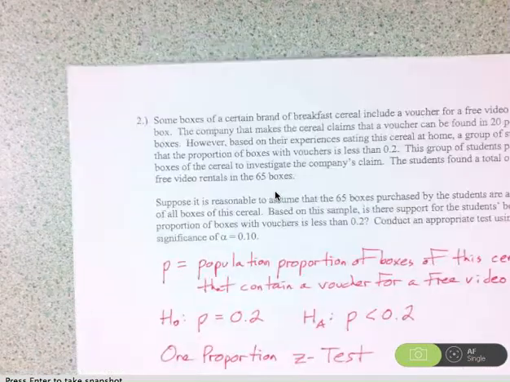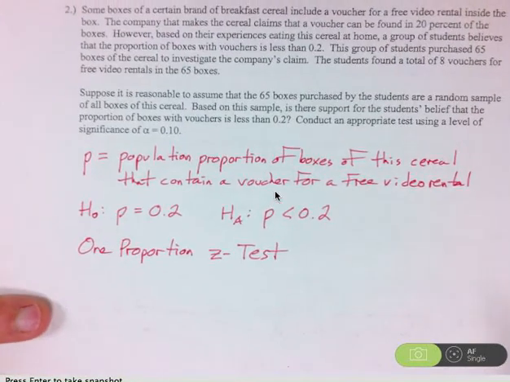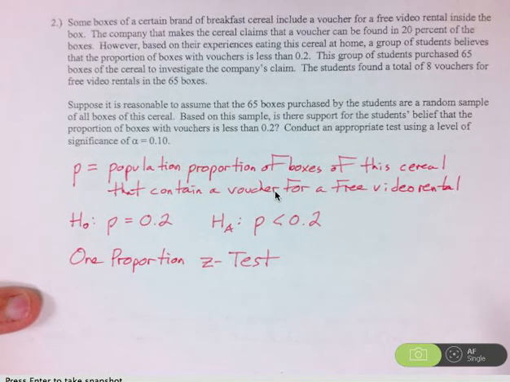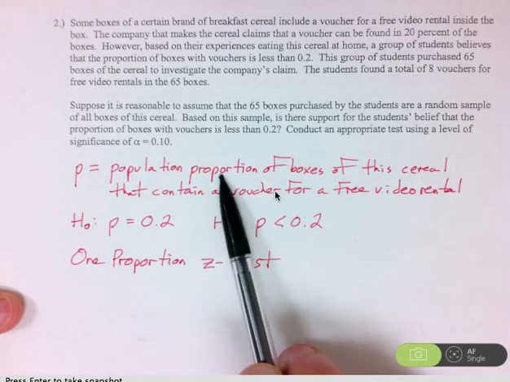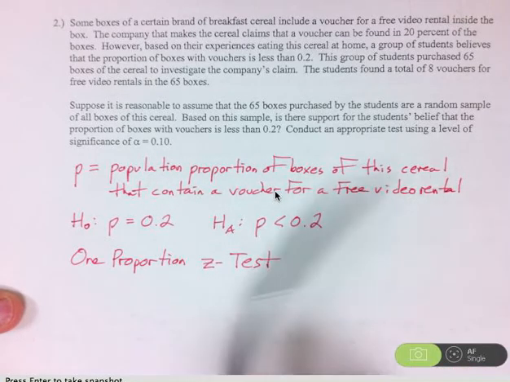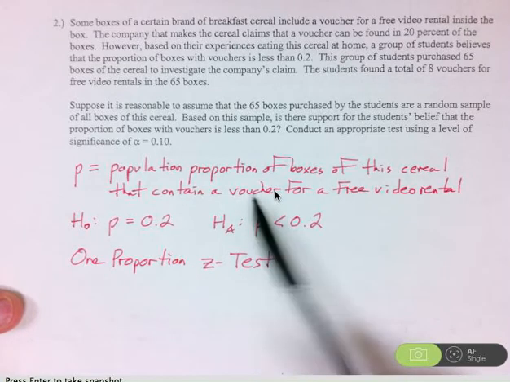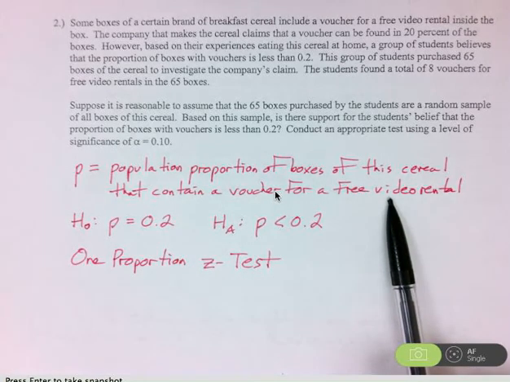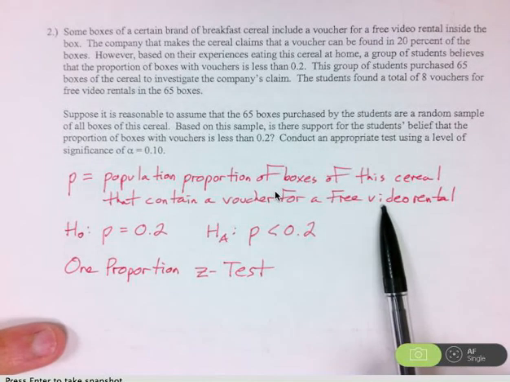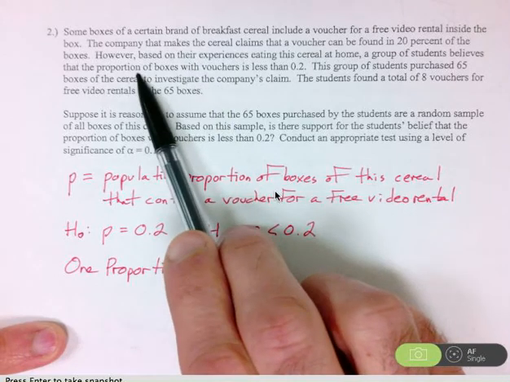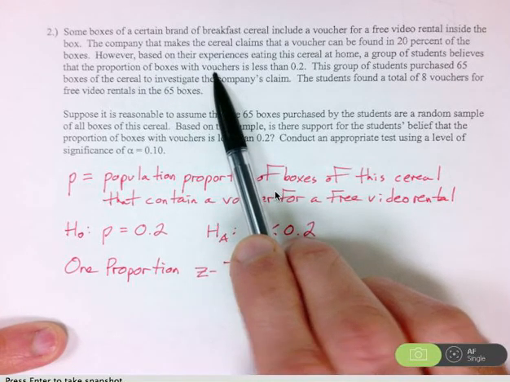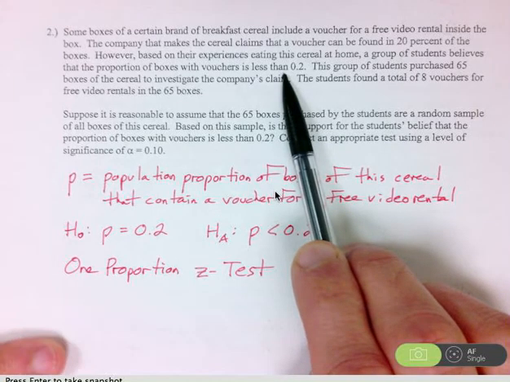So for the question on the back, this one's a little bit more straightforward. This question doesn't say the word mean anywhere within it. This is all about a proportion. So P is the population proportion of boxes of this type of cereal that actually contain a voucher for a free video rental. So this is a test involving a proportion, and if you read the question carefully, based on the experiences of these students, they are interested in looking for evidence that the actual proportion of boxes that contain vouchers may be less than what is stated by the company, less than 0.2.